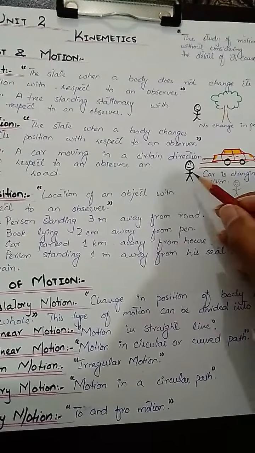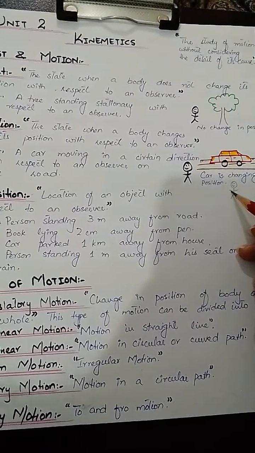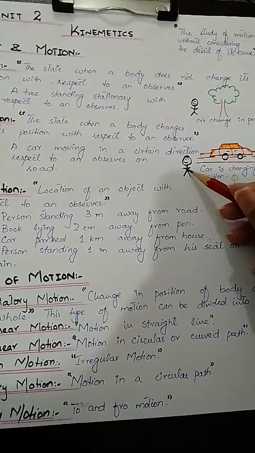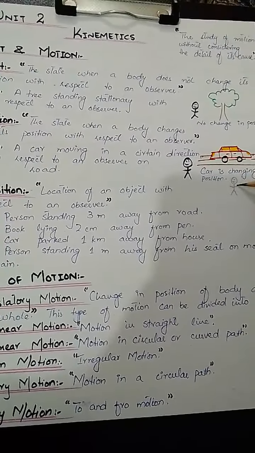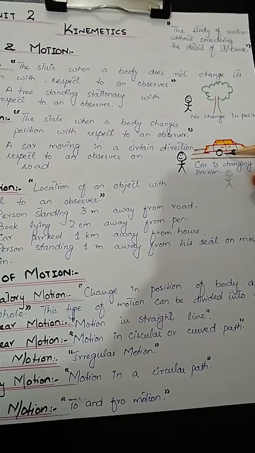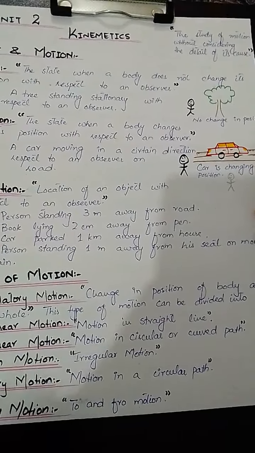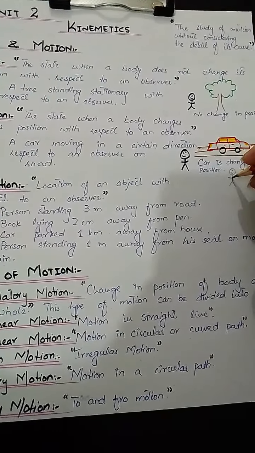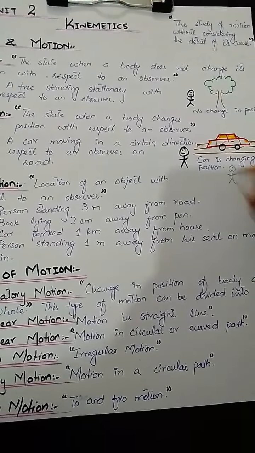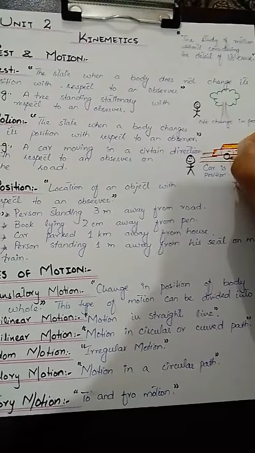Then of course the position is different according to these two persons. According to this person, its position is 3 meters away from this person. According to this person, the position of the car is 5 meters away from this person. So it all depends upon the position of the observer and the position of the object itself, right?